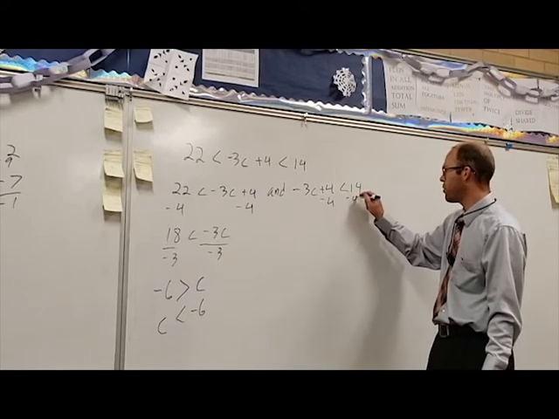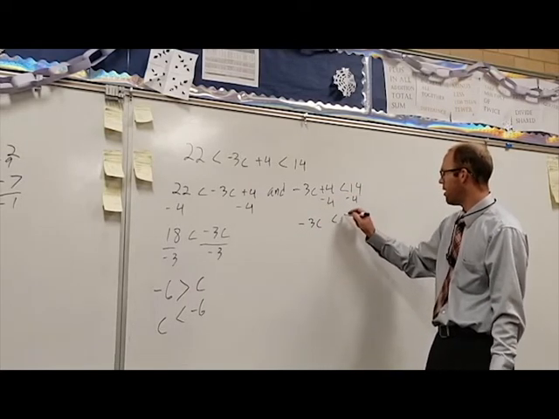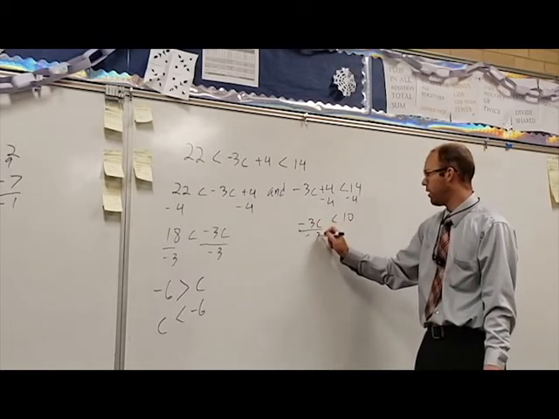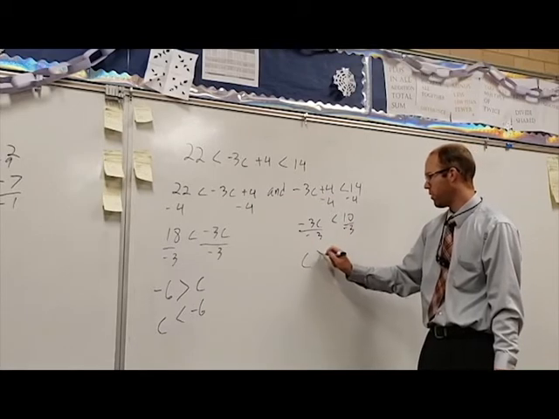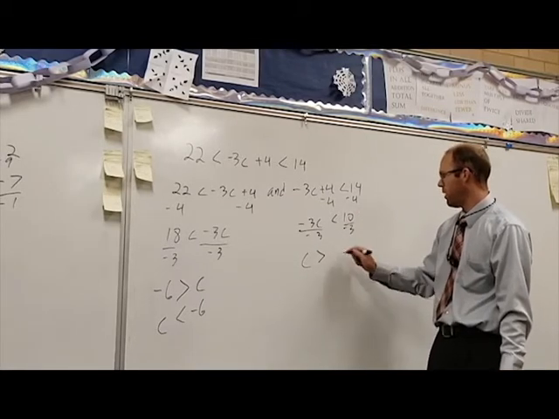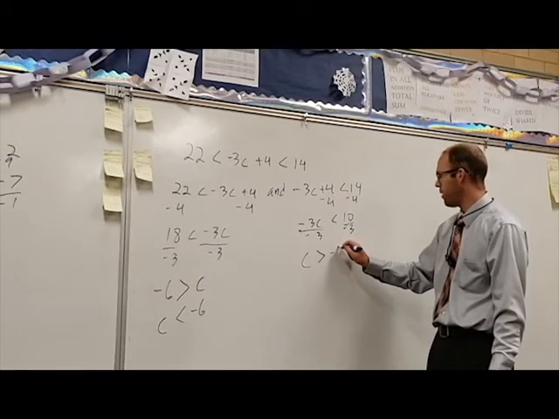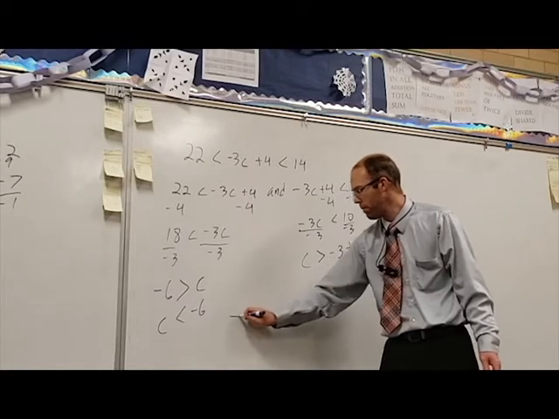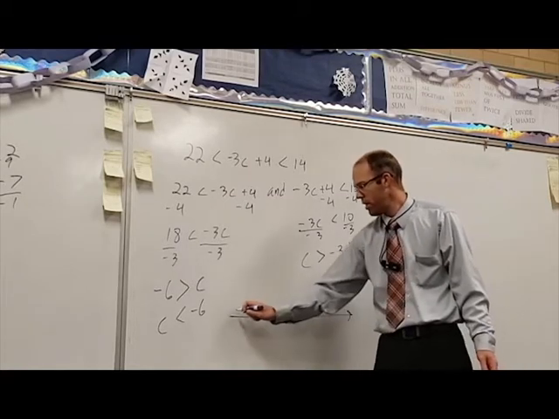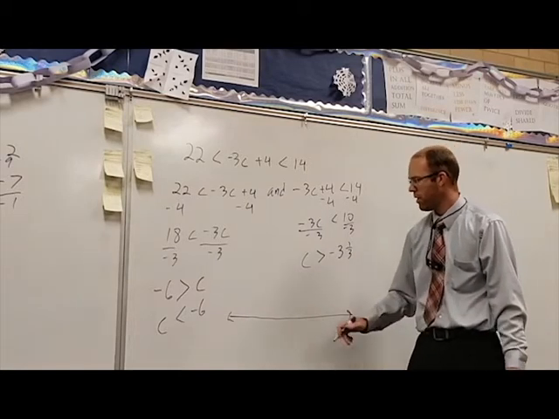Subtract 4. Subtract 4, we get negative 3c is less than 10. Divide by negative 3. We get c. Again, we have to flip this. Is greater than. This would be negative 10/3. We could leave it as that, or we could do negative 3 1/3. I'm going to put it this way because it's a little easier for me to picture on a number line as a mixed number. Typically, I'd leave it as a fraction unless I'm graphing it.